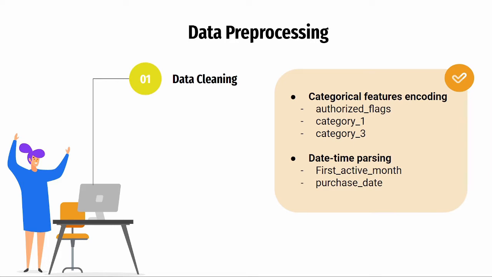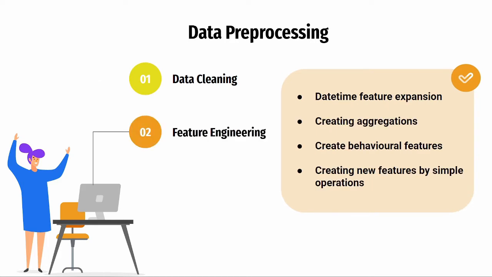Next step is datetime parsing. There are some variables like first active month in train set and test set, and purchase date in transaction sets that should be primarily parsed as datetime type data.